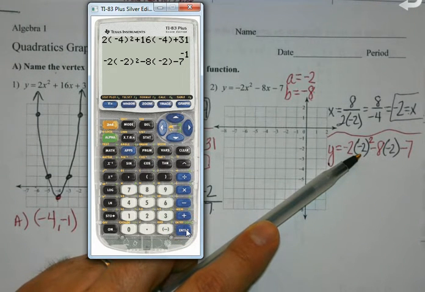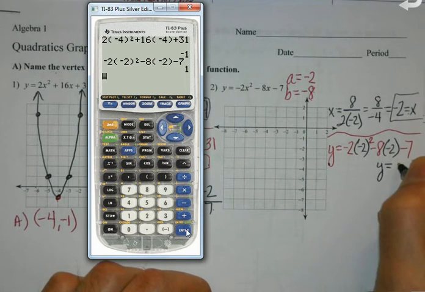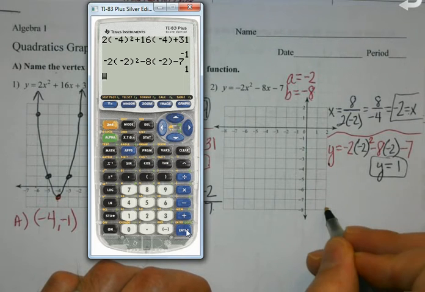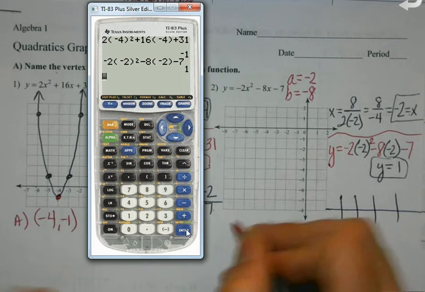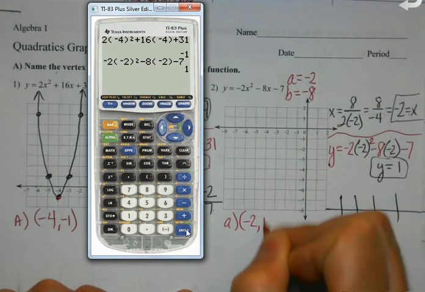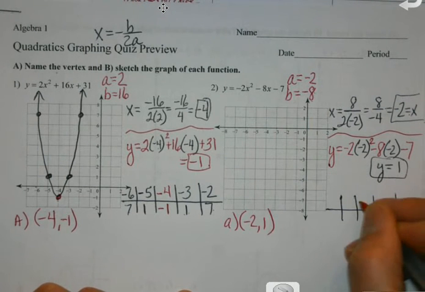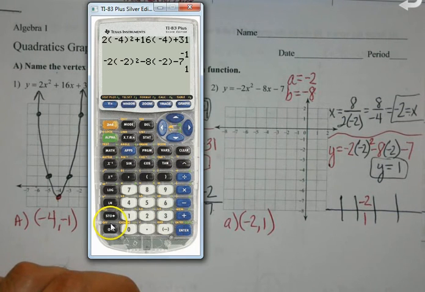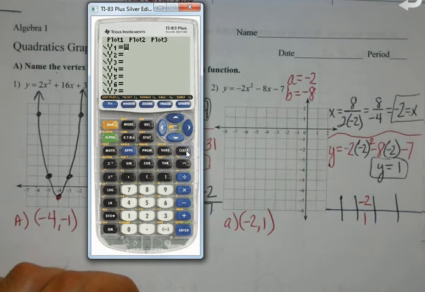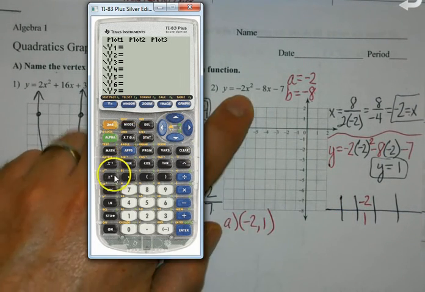Okay, let me make sure I get this typed in right. Yes. So my y value is +1. I've got my vertex, and again, I've got to write that down, that's being asked for. And I know my vertex is in the middle. And again, at this point, let me get my equation drawn in.